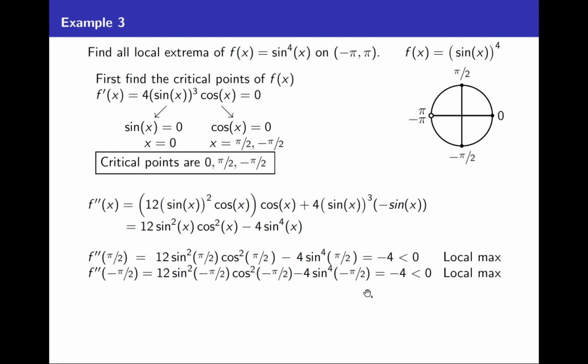So we're cruising along. We have one more critical point to consider. Are we going to get a local max or a local min or neither at that critical point x equals 0? Let's find out. The second derivative test says plug that into the second derivative. You get 12 sine squared 0, cosine squared 0, minus 4 sine to the fourth 0. And, okay, sine of 0 is 0, so this drops out. And this sine of 0 is 0 there, so that drops out. All you get is 0.